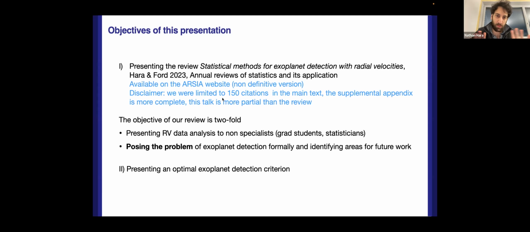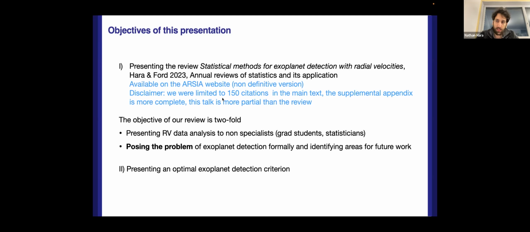So first of all, a little disclaimer: we were limited to 150 citations. So if you don't see your paper in the main text, maybe it's in the supplemental appendix, which has another 150 citations roughly. And another disclaimer: for this talk, I'm going to be a little bit more partial than the review, to give you my grain of salt.